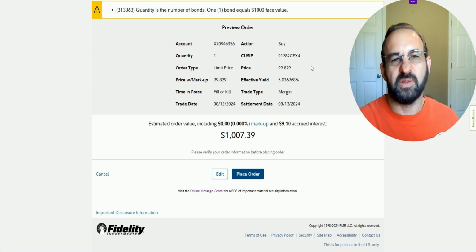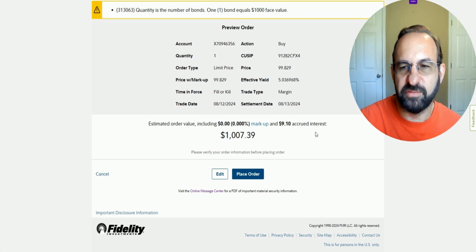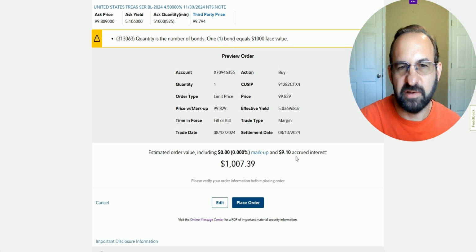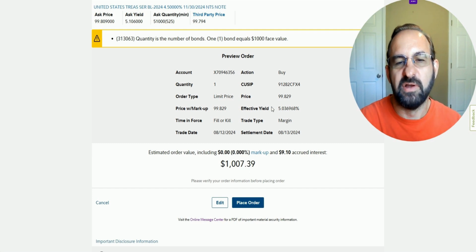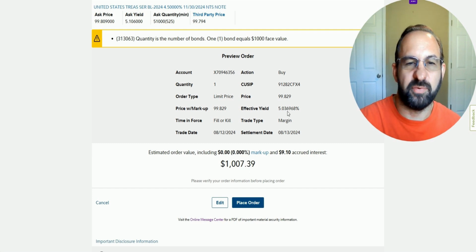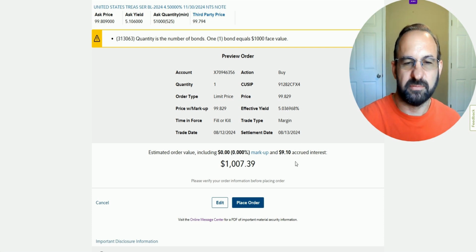Now see, on the US Treasury, there are no fees, 0 fees. But you will pay the accrued interest up to this date, and so you will have that as well. So your overall cost for one is $1,007.39. The effective yield is 5.03. The ask yield is 5.10, but your actual effective yield is 5.03 because of the accrued interest.